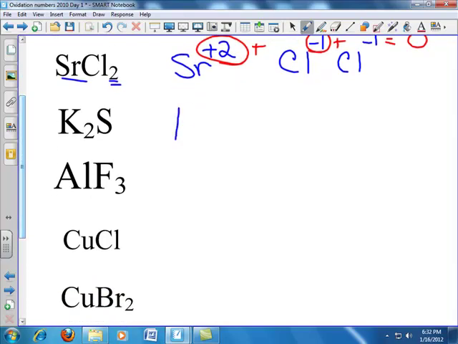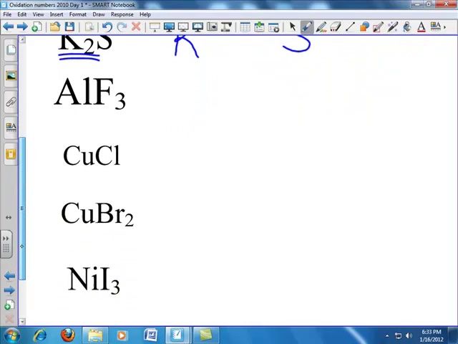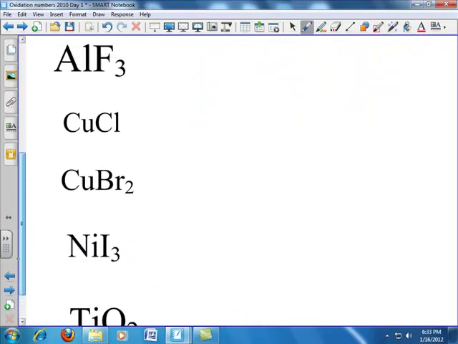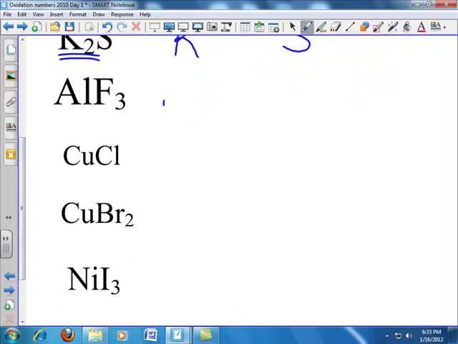Okay, how about K and S? Go ahead and write down what you think their charges should be. Potassium, group 1 element, plus 1. Sulfur, minus 2, because I have 2 of those group 1 elements. By the way, you should have your periodic table out if you don't. I'm going to do one more. Let's do Al and F together.